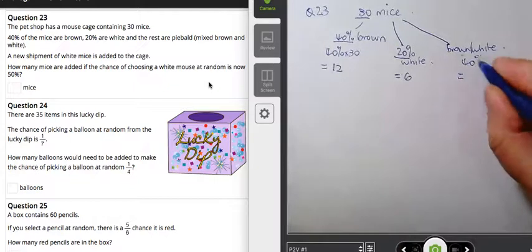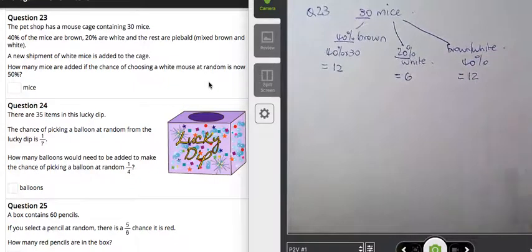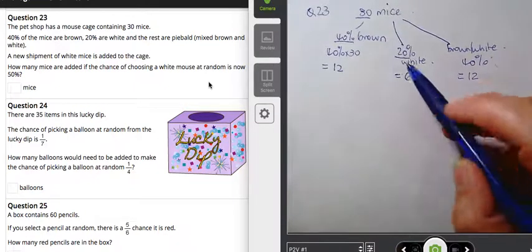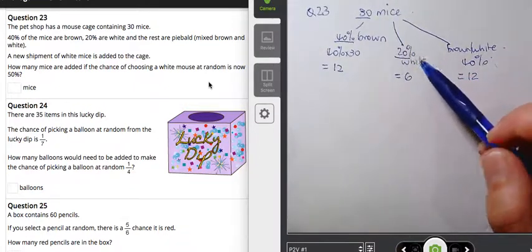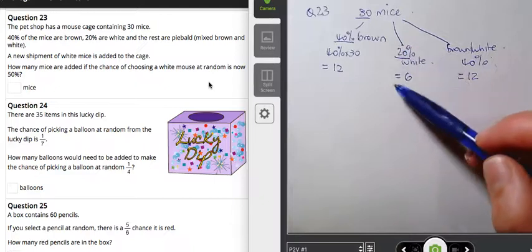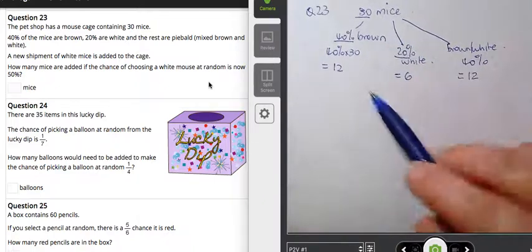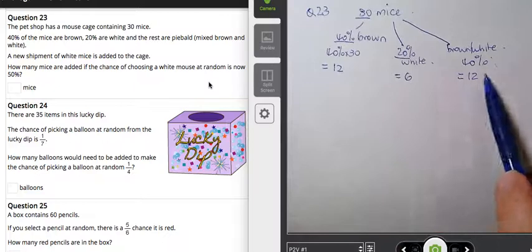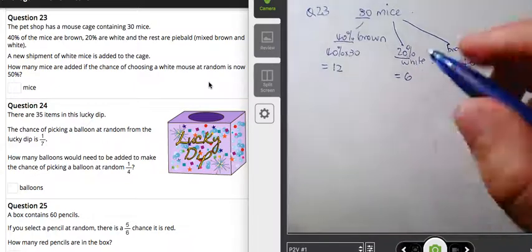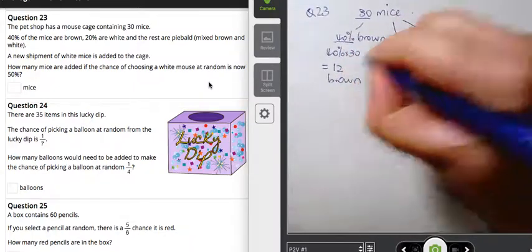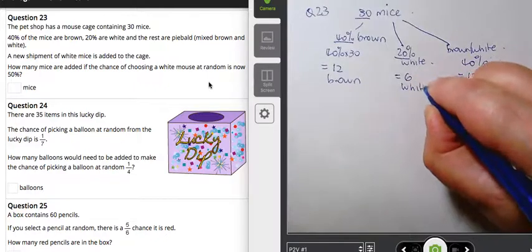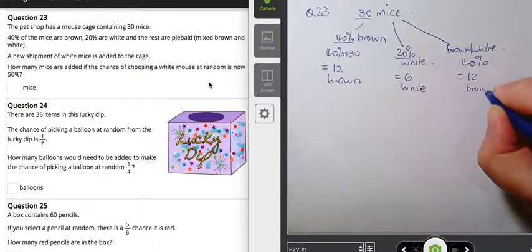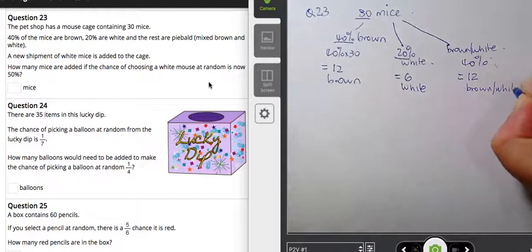And the other 40% of 30, that's 12, because we just write 40% of 30, and we get 12. 20% of 30, that's a fifth of 30, or 20 over 100 times 30, that's 6. Let's add these up. 12 plus 12 is 24, plus 6 is 30. So that's good. That's what we originally had. 12 brown, 6 white, and 12 brown and white, which is called piebald.